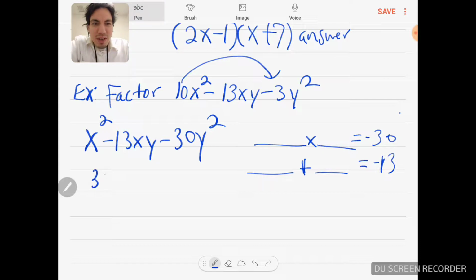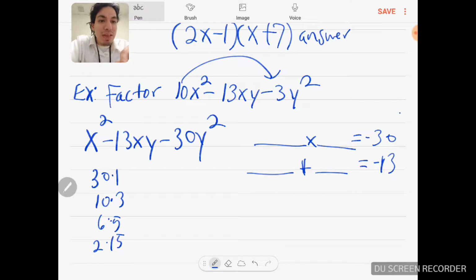So we got 30 and 1. 30 times 1. We got 10 and 3. We got 6 times 5. And we got 2 times 15. I think by looking at this, I know 30 times 1 is not going to work. 10 and 3 might work. They would have worked if the middle term was positive and the other term was positive, it might work.